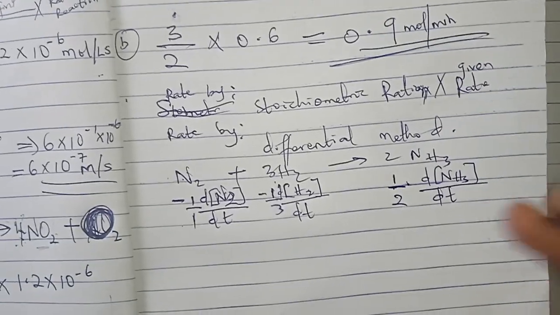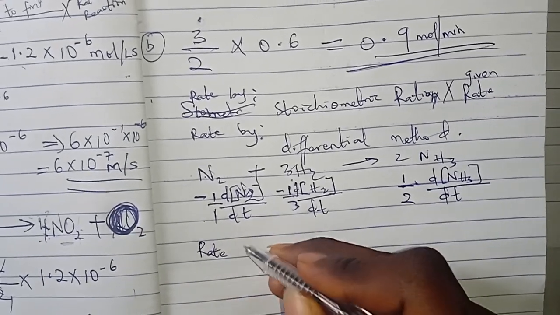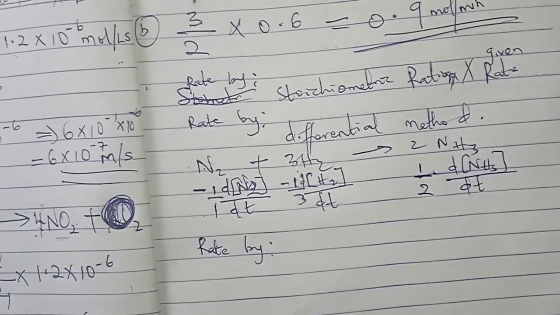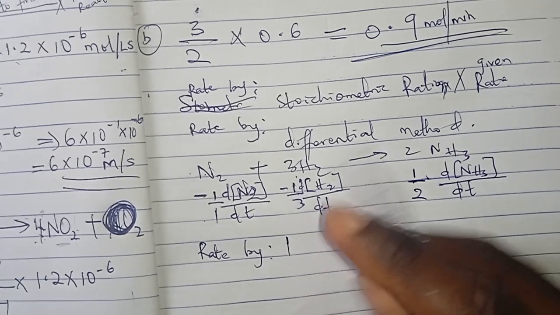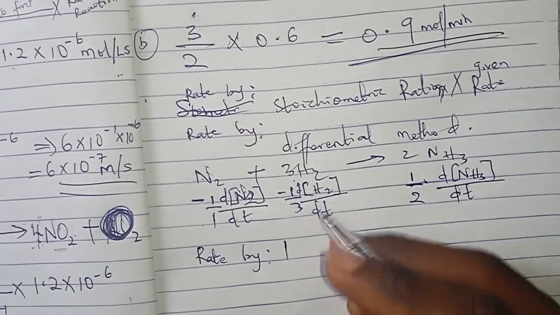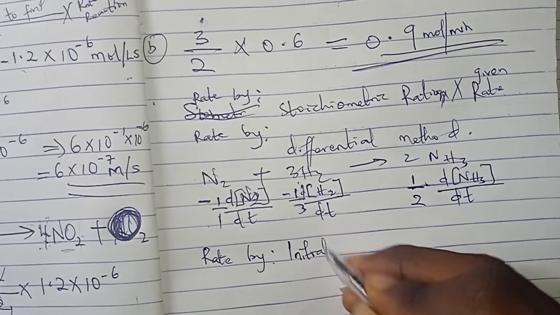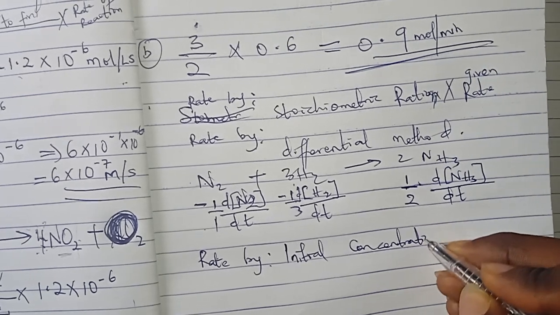But we don't always use this. So we can also get rates. The videos to this are on my channel. You can get videos on rates by differential method, by integrated method, by half-life method. What we are doing is by stoichiometric ratio. You can even get rates by initial concentration. We have a video on that.